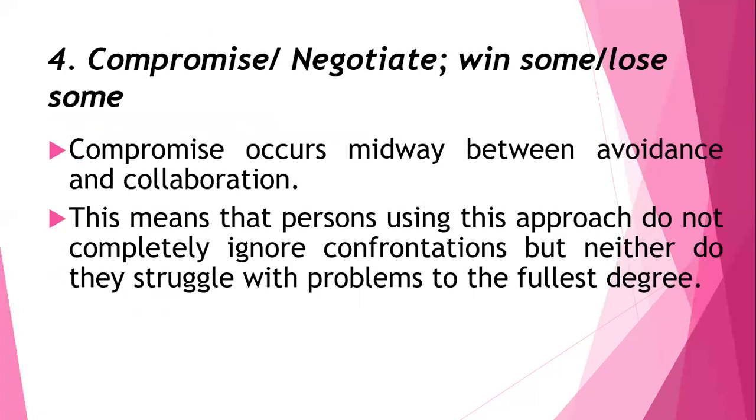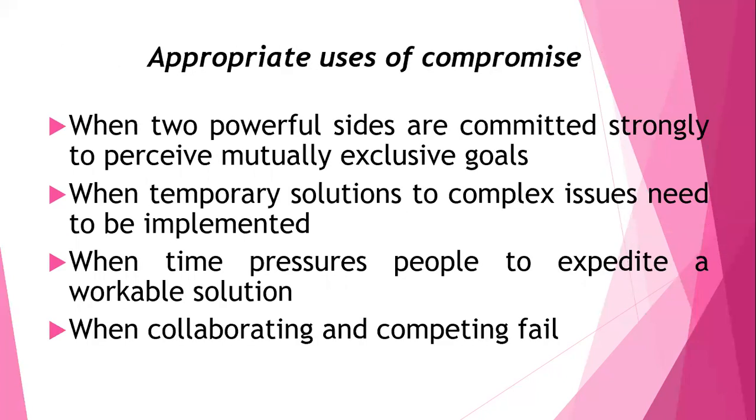The fourth method that can be used to avoid or resolve conflict is compromise. Compromise can also be termed as negotiation, and this is termed as a win-some, lose-some situation. Now, compromise occurs midway between avoidance and collaboration. This means that persons using this approach do not completely ignore confrontations, but neither do they struggle with problems to the fullest degree.